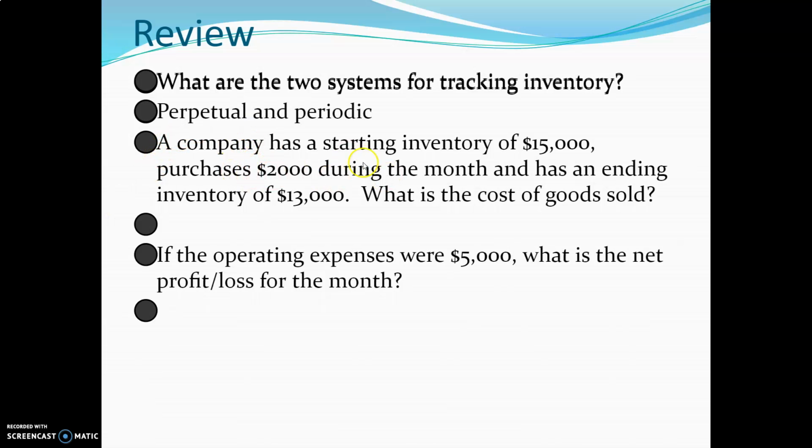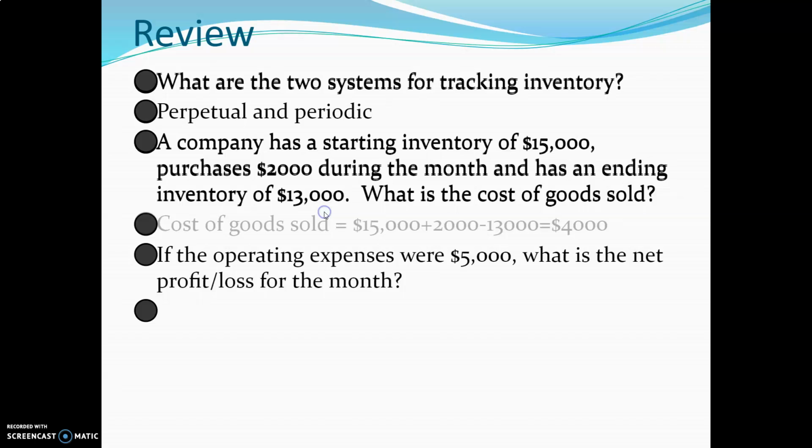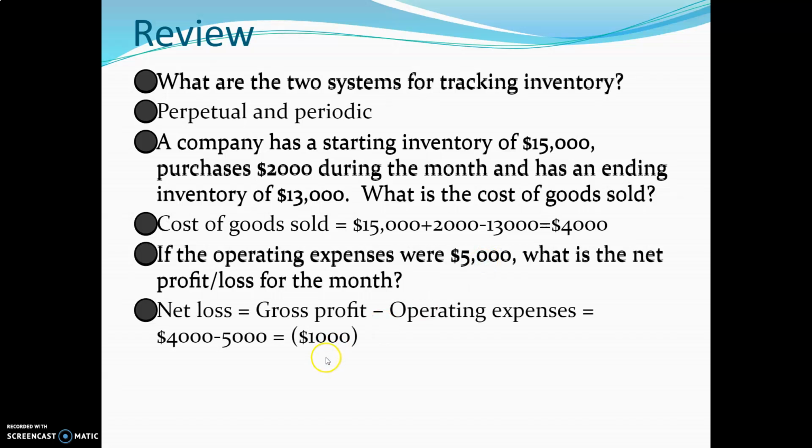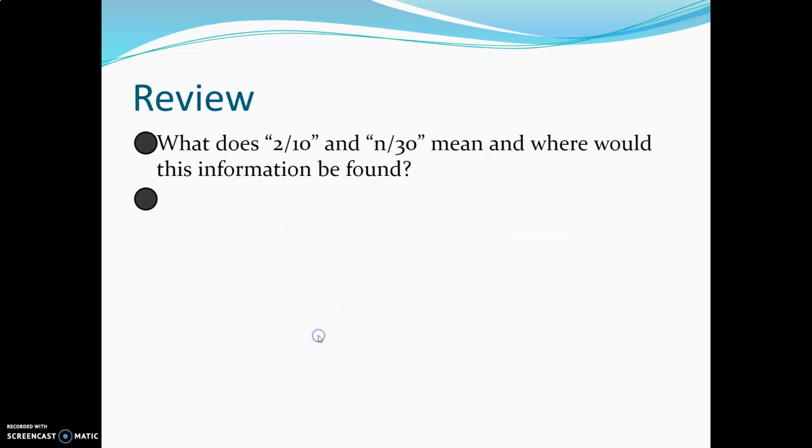Okay, and if they end up having these numbers here, we're going to have 15 plus 2 minus 13, which should give us 17 minus 13, which is $4,000 for cost of goods sold. And finally here, if we have operating expenses of $5,000, it unfortunately will be a net loss. 4,000 minus 5,000 will be brackets $1,000 to indicate a net loss.